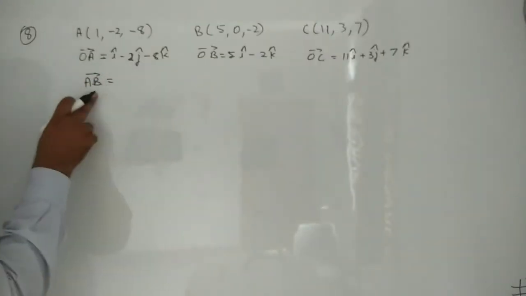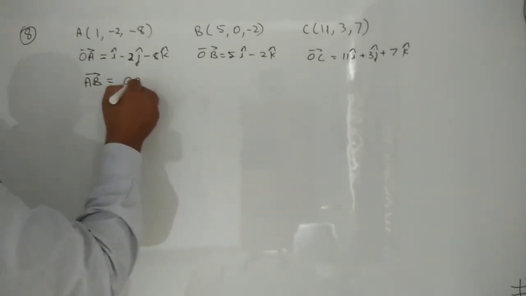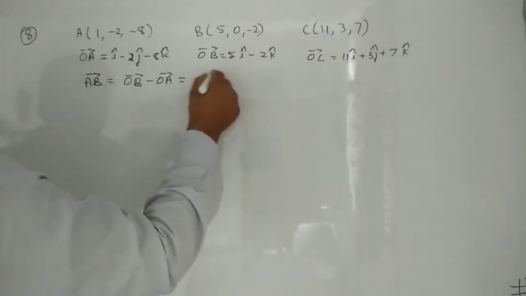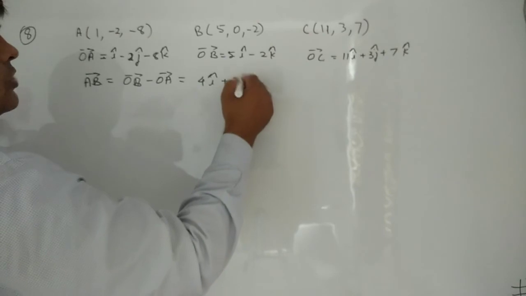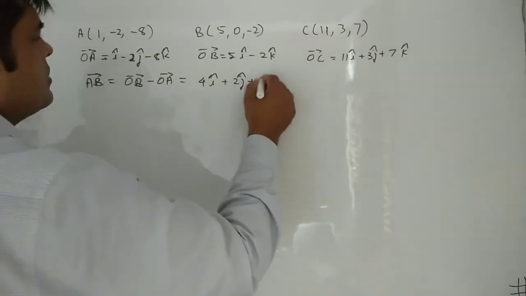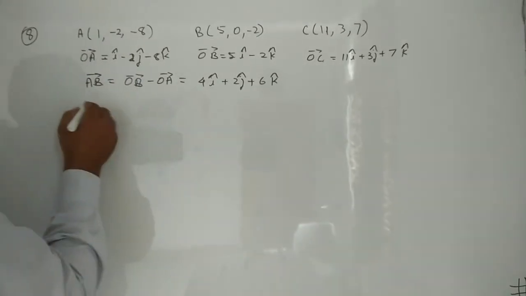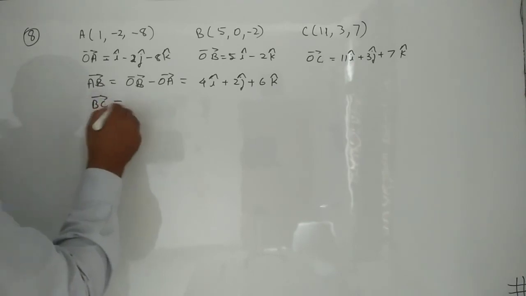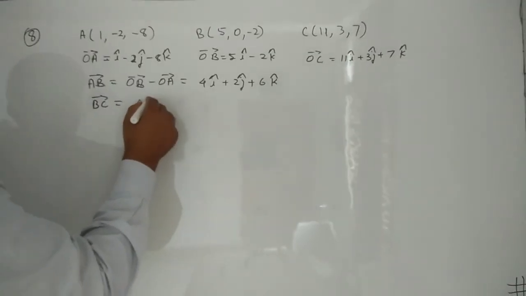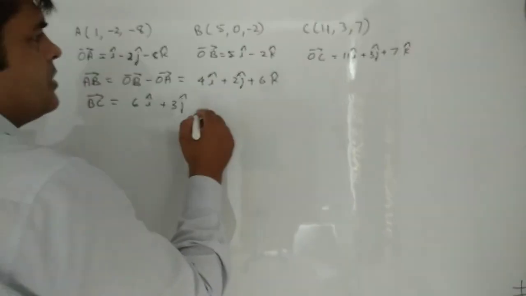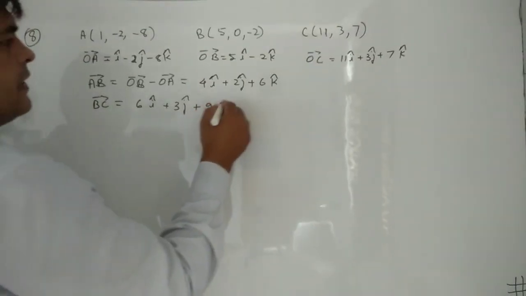Now we evaluate AB vector. You know you have final minus initial, so it is OB minus OA, and that will be given by 4i cap plus 2j cap plus 6k cap. Next we evaluate BC vector. So you have BC vector as 11 minus 5, 6i cap, 3 minus 0, plus 3j cap, and 7 minus 2, that is 9k cap.